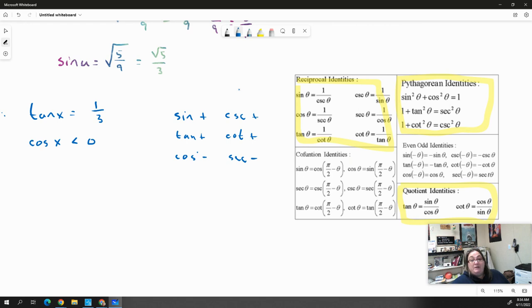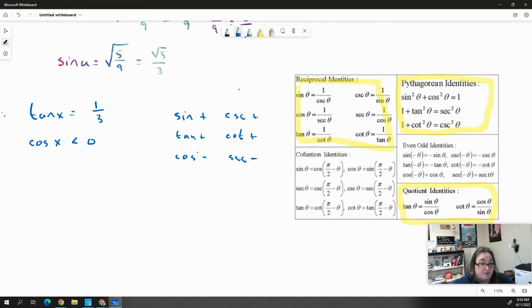Now we're looking at this and we know what tangent is, right? And we know that tangent is sine over cosine. So I could look at this right off and say, well, if tangent is sine over cosine, right? Sine would be 1, cosine would be 3, right? Does that make some sense?